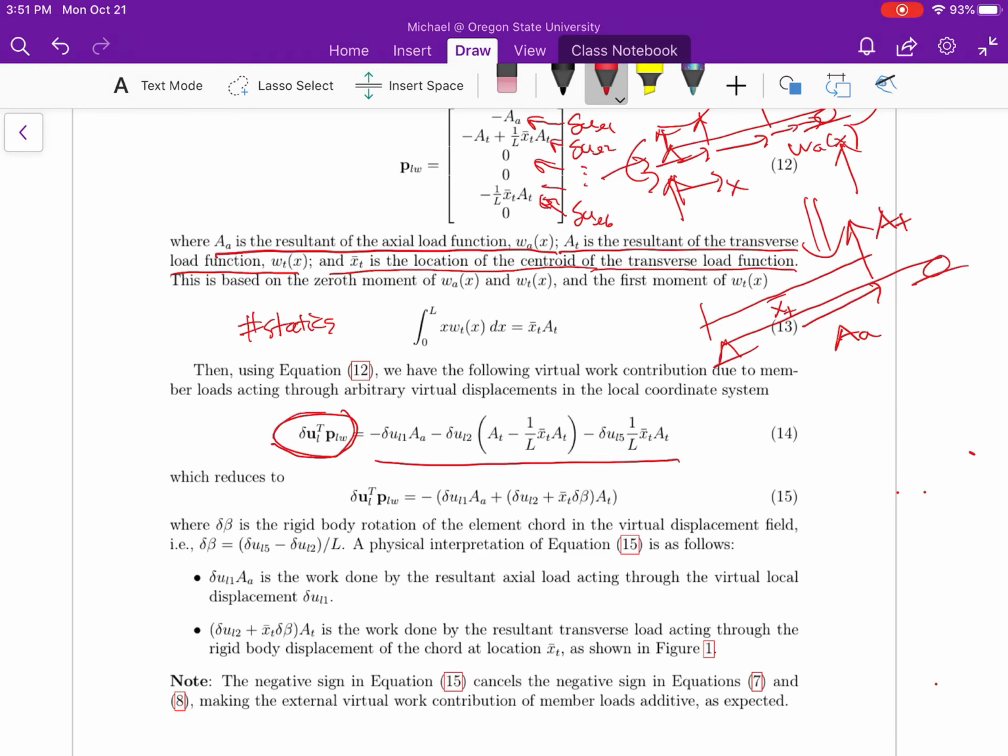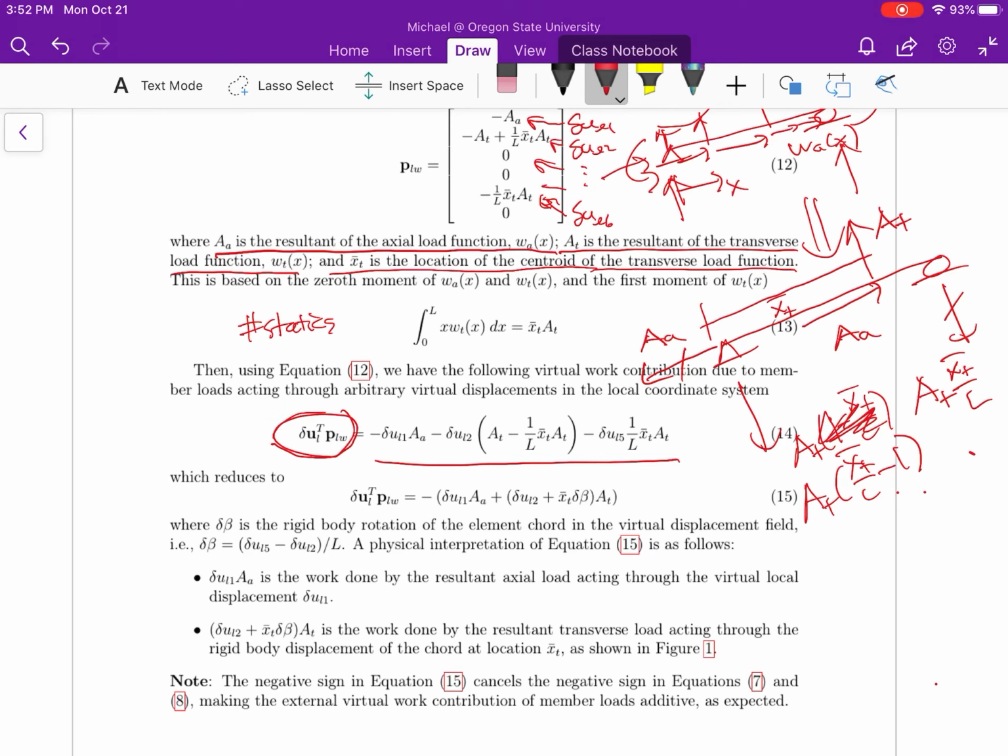These are the equivalent loads, but then the reactions are going to be A sub A. This one's going to be A sub T X bar T over L, and this one's going to be A sub T times 1 minus X bar T over L. Or sorry, it's going to be A sub T X bar T over L minus 1. No, I think I had it right last. Anyway, it's shown up here. That's the reaction. You can work out the algebra.